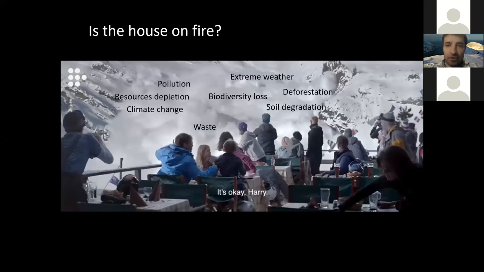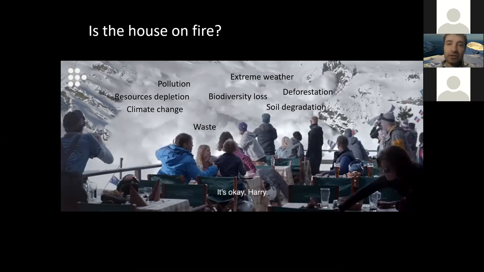And what I want to point out, if you make the link towards what's happening in the world, you could see the avalanche that goes towards the people sitting on this nice terrace and enjoying the sun as the pollution, the resource depletion, the climate change, the waste problem, the biodiversity loss, the extreme weather, the deforestation, and the soil degradation. Some scientists say that regarding the 1.5 degrees Celsius climate target, we have about 7 years left if we continue business as usual. Regarding other aspects of the environmental crisis, we have a little bit more time left, but these are the projections.